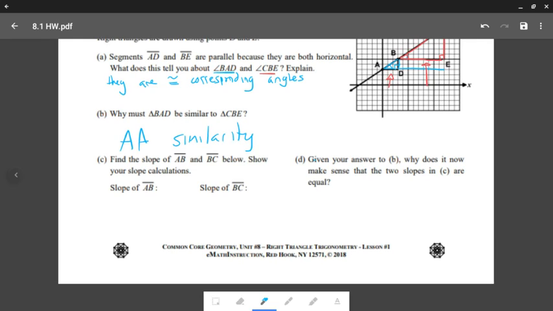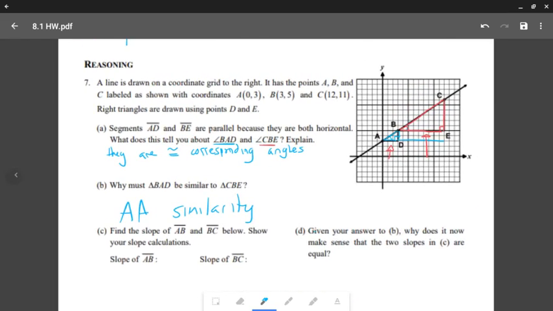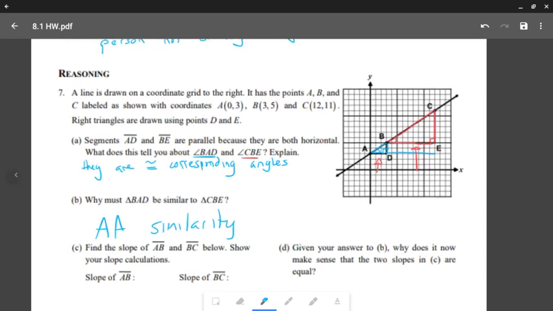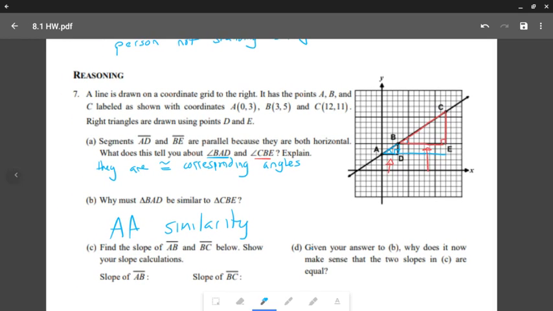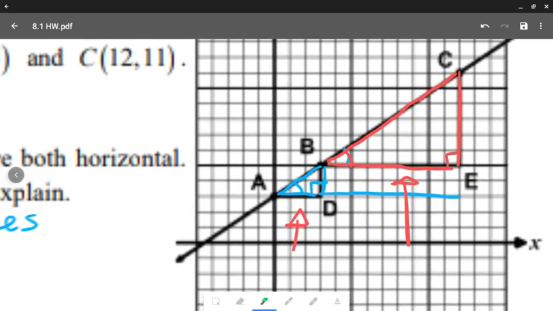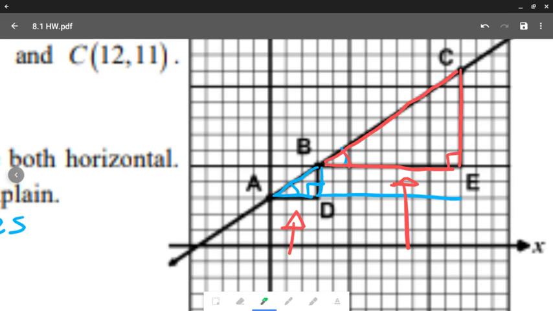All right, so part C, find the slope of AB and BC below. Show your slope calculations. Okay, AB and BC. What do you notice about those two lines? Hopefully, you notice that AB and BC are technically the same line, and we happen to have the same exact slope for both parts of those. Let's calculate it by just counting. It says show your slope calculations, but I'll show my slope calculations by counting on the graph. And when we do something like that, as long as we're sure that we're hitting points and not just estimating that we hit points, we can show that on the graph.